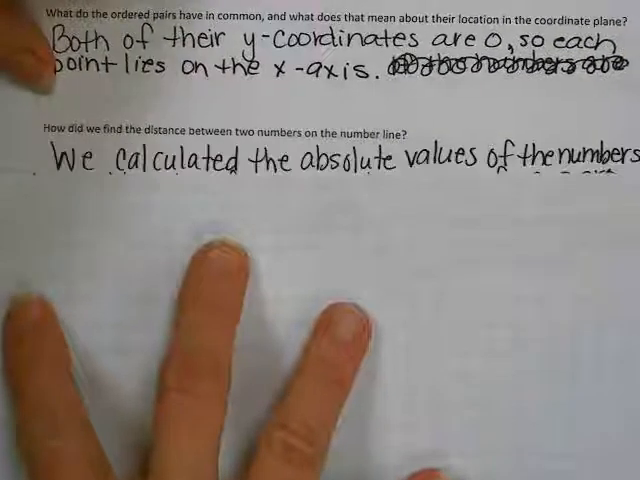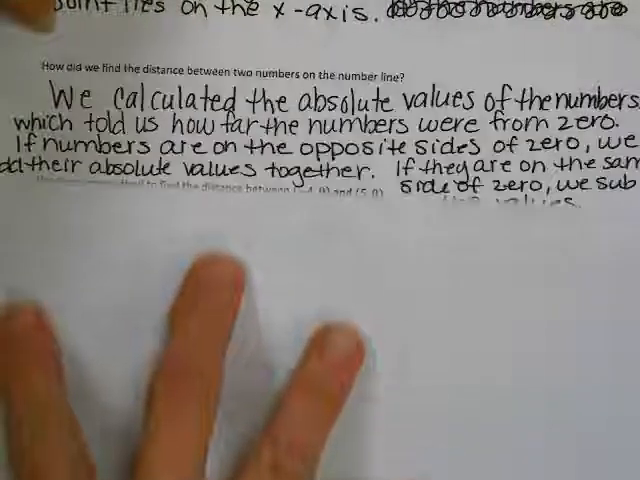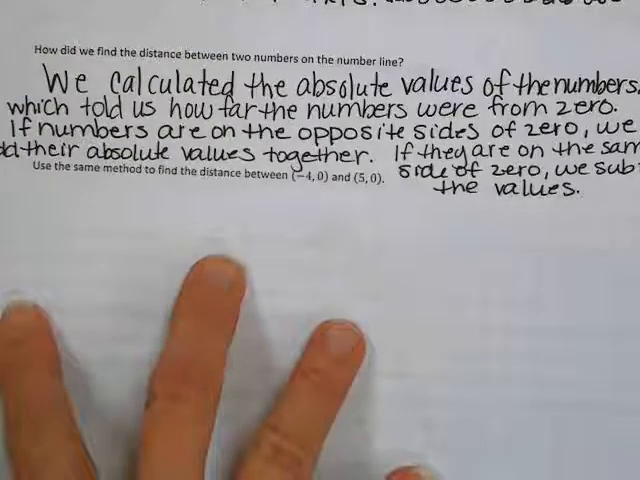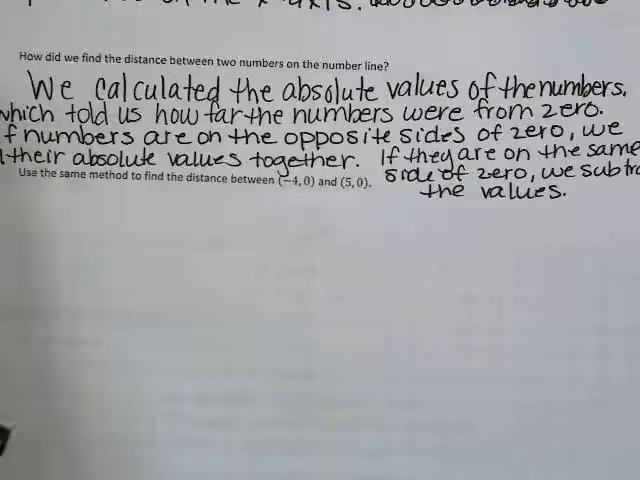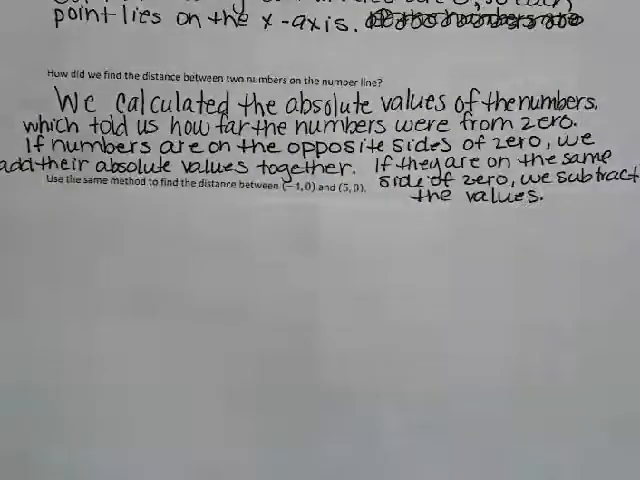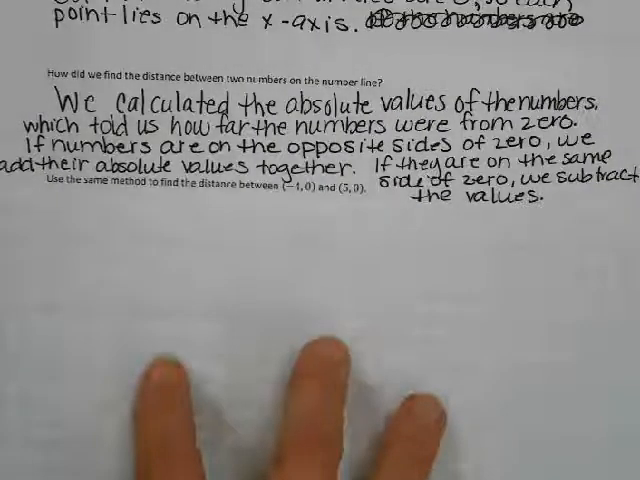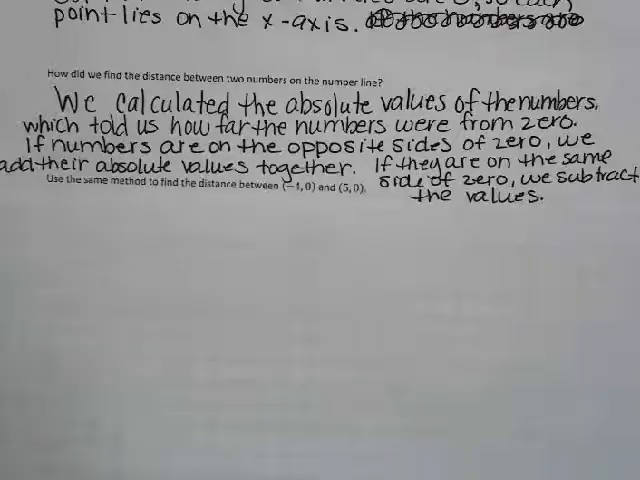So we're going to review that. What we did is we calculated the absolute values of the numbers, which told us how far the numbers were from 0, so that distance from 0. If numbers are on opposite sides of 0, we add their absolute values together. If they are on the same side of 0, we subtract the values. So that same strategy that we used on the number line, we're going to use on the coordinate plane.